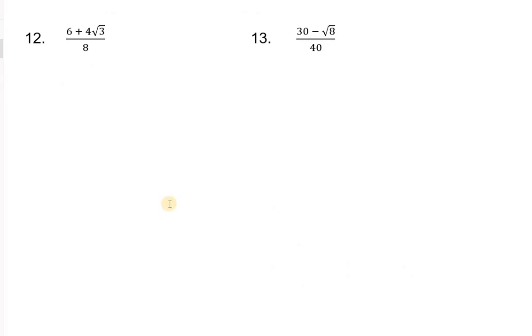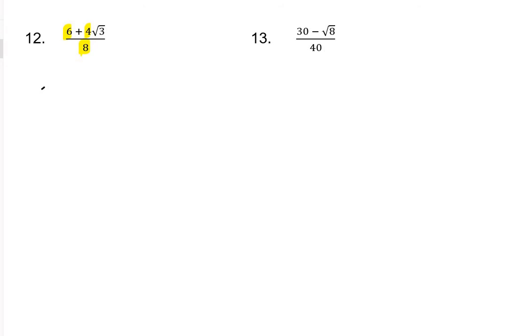Okay, problem 12. The first thing I want to do is see if I can simplify what's under that radical, that square root of 3, and it cannot be simplified. So the next thing I want to do is look at all of these three numbers here and see if there's a greatest common factor. And there is. I can factor a 2 out of all of those numbers.